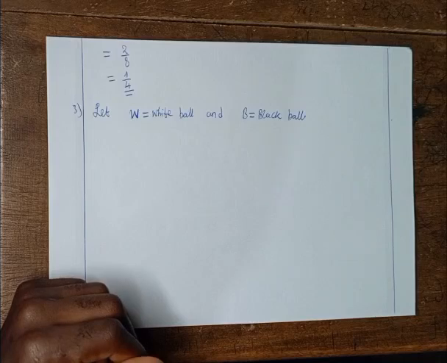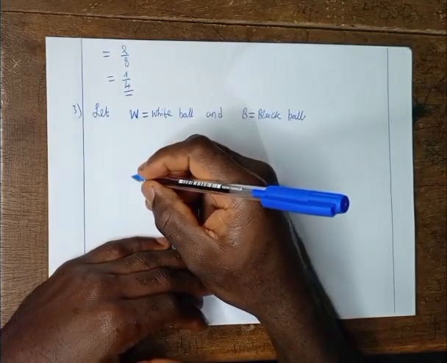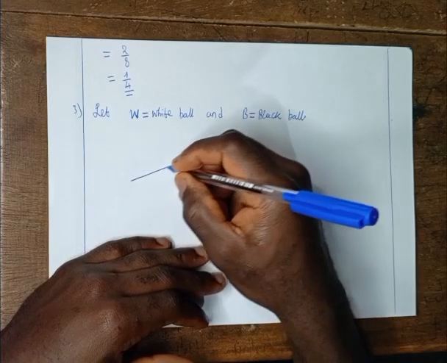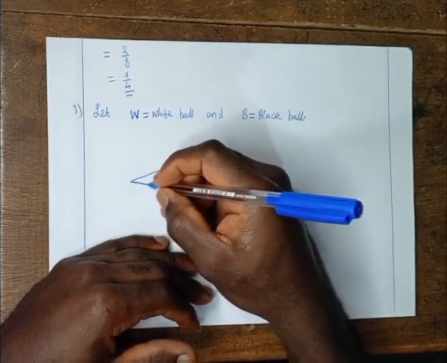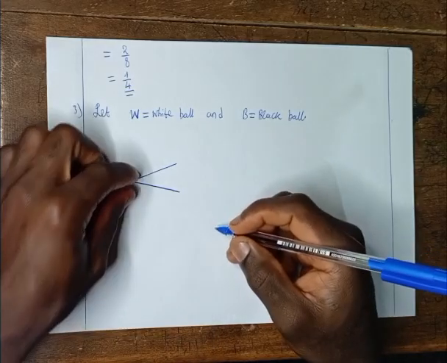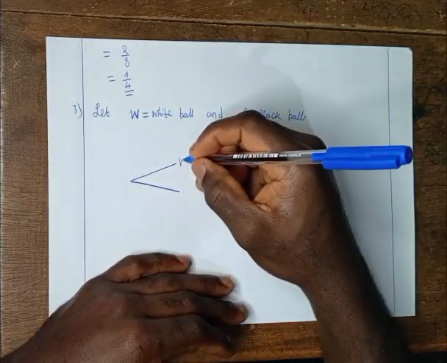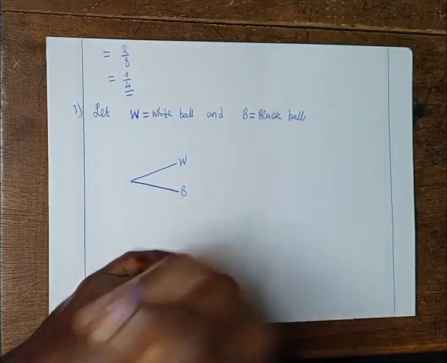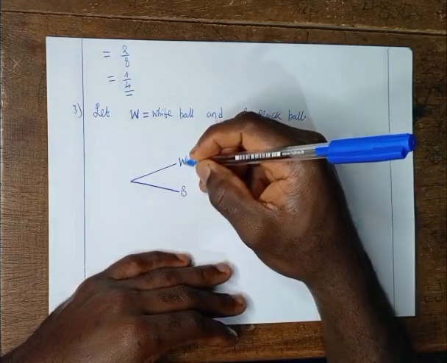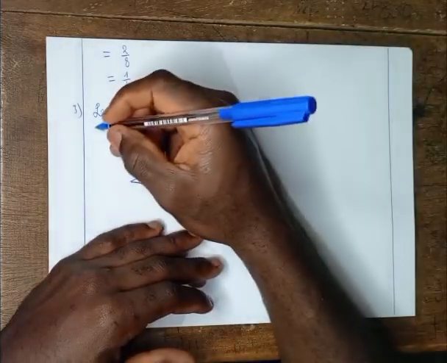Now we need to draw our tree diagram first. Tree diagram, it has branches as such, of which the branches give us the probability. So this is our bag. If you are to remove a ball from that bag, you either have a white ball or you will have a black ball.